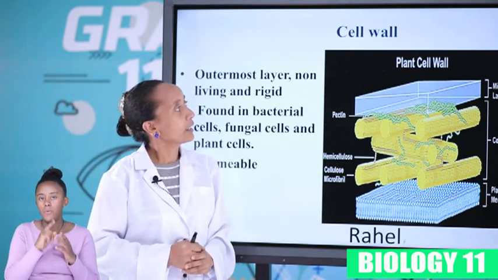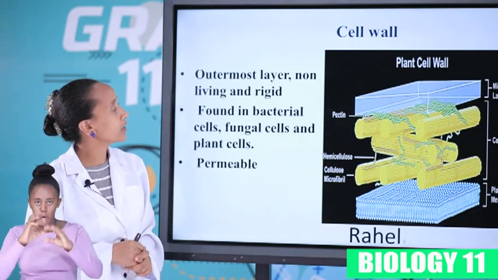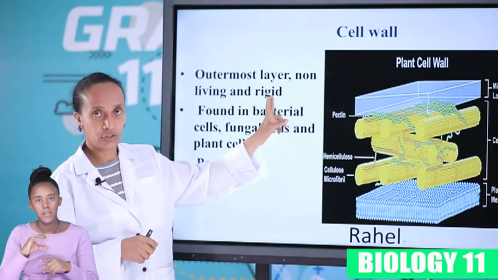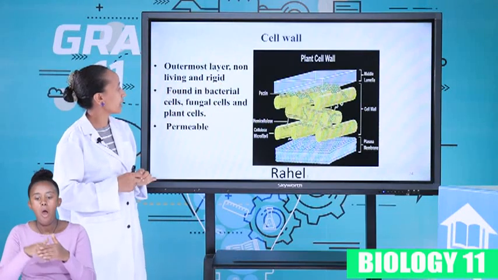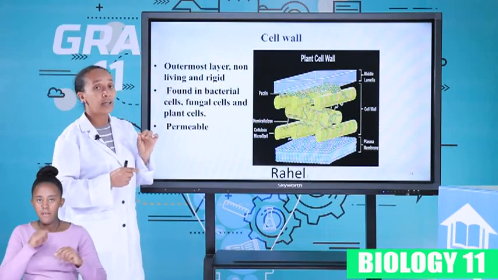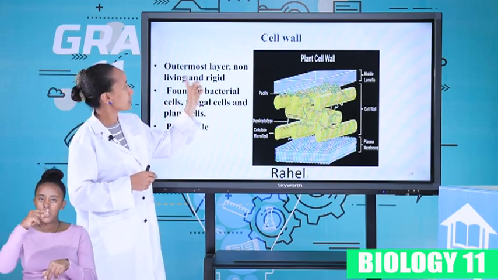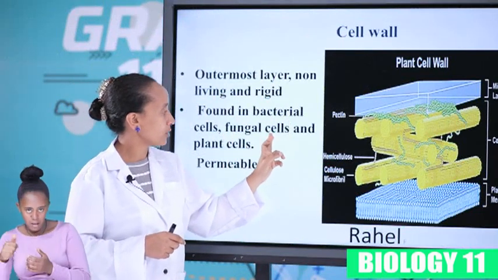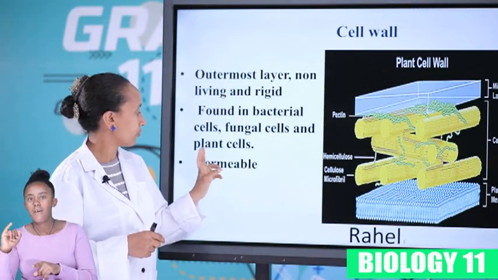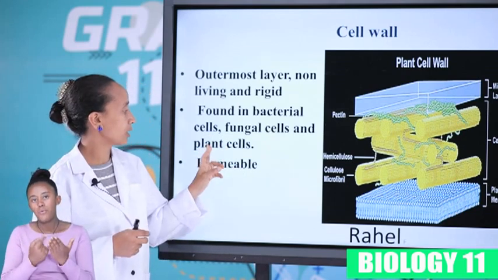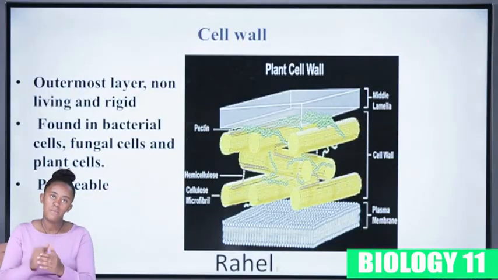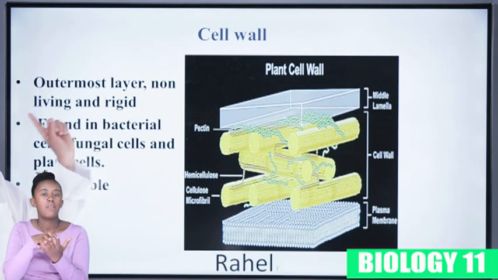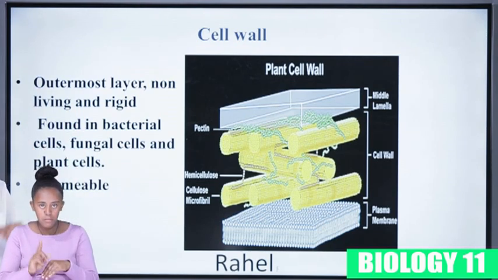The next structure is the cell wall. Cell wall is the outermost layer, non-living and rigid, and this structure is found in bacterial cells. It is also found in fungal cells, and it is also found in plant cells. If you look at fungal cells and bacterial cells, the bacterial cell wall is made up of peptidoglycan.